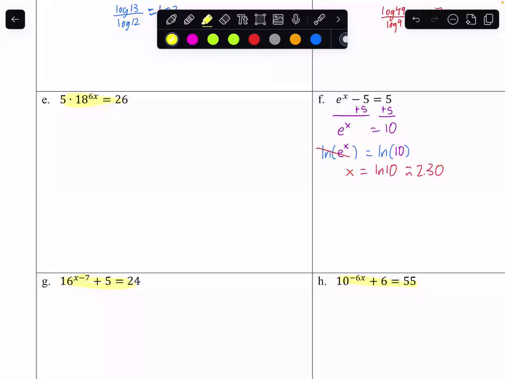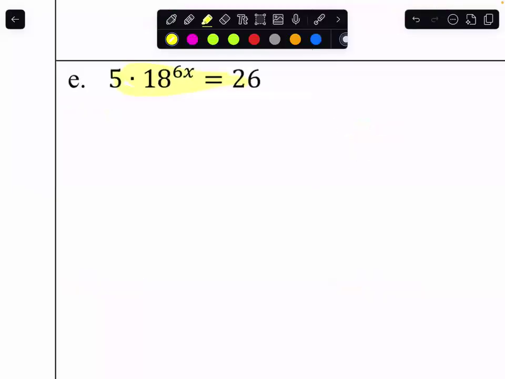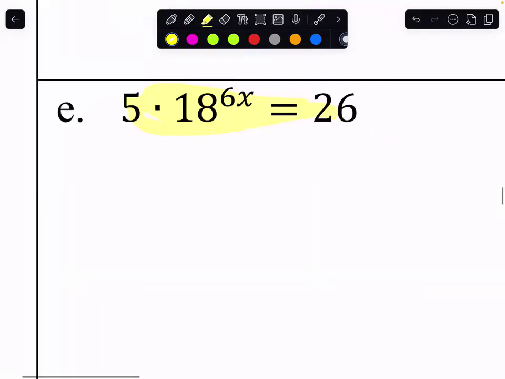Okay, so for this first one, the first step should be to undo this 5 that's on the outside of the exponential term. A common mistake was trying to multiply the 5 and the 18 together to get 90. The reason that's not allowed is exponent comes before multiplying in order of operations. And we can't do the exponent because we don't know what x is. So we can't combine these. Instead, let's undo the 5. The opposite of multiplying by 5 is dividing by 5.